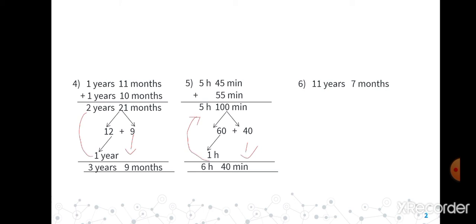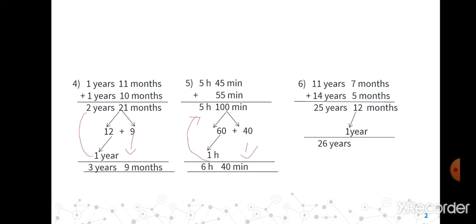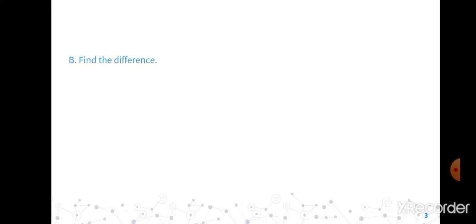11 years plus 7 months plus 14 years 5 months. Again, 7 plus 5 gives me 12 months. Again it's a standard form, that is 1 year is equal to 12 months. So this 12 months is equal to 1 year, which is getting added with 25 and the final answer will be 26 years. Nothing will come in minutes. Understood? Moving ahead next on to question number B.